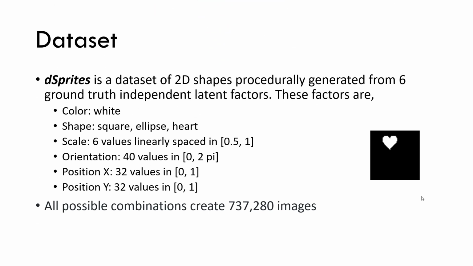Coming to the dataset for our project, we have the dSprites dataset, which is a dataset of 2D shapes, procedurally generated from 6 ground truth independent latent factors, which are as follows: color, shape, scale, orientation, position X and position Y. We can also see the corresponding values that they can take, for example, 6 values which are linearly spaced in a range of 0.5 to 1. In our dataset, we have roughly 700,000 images.